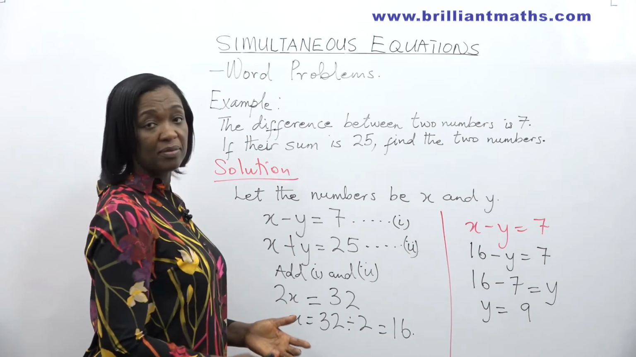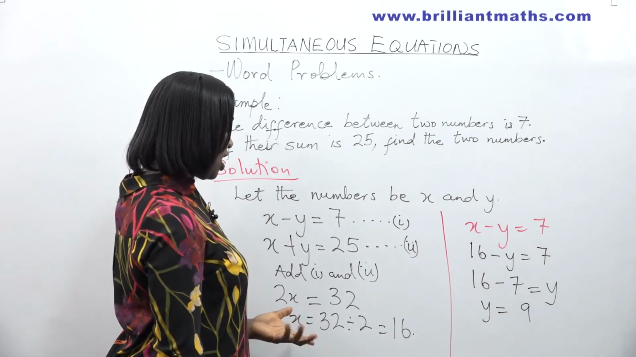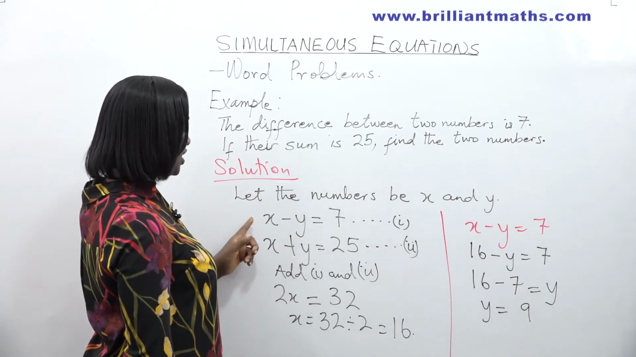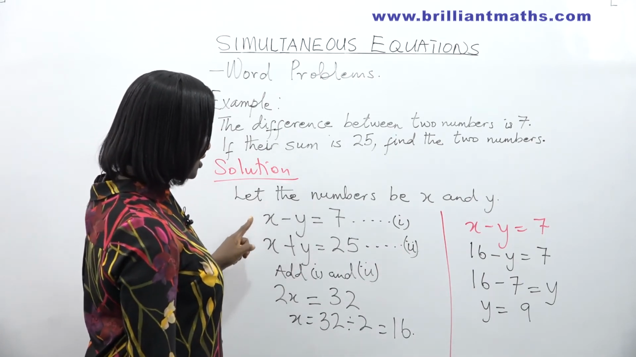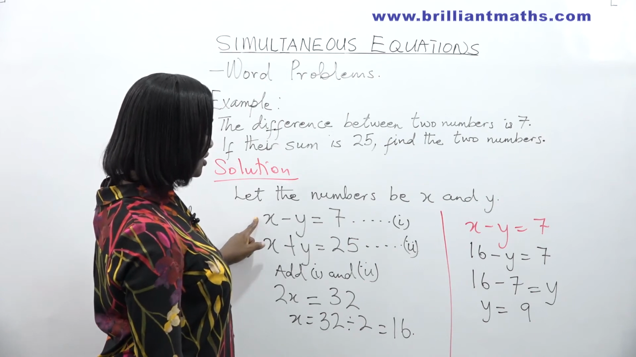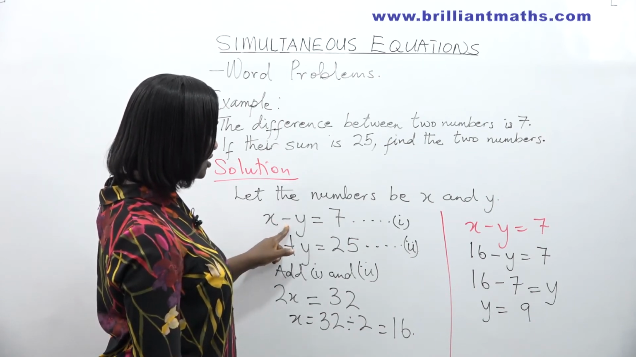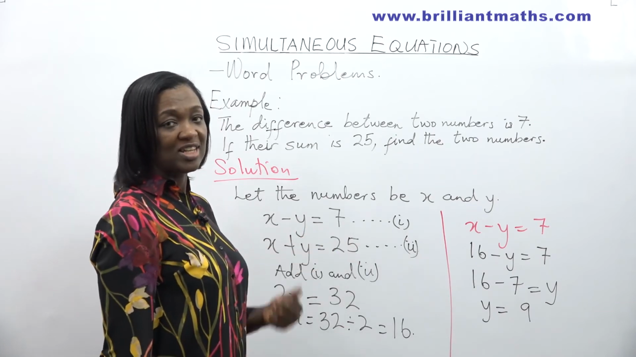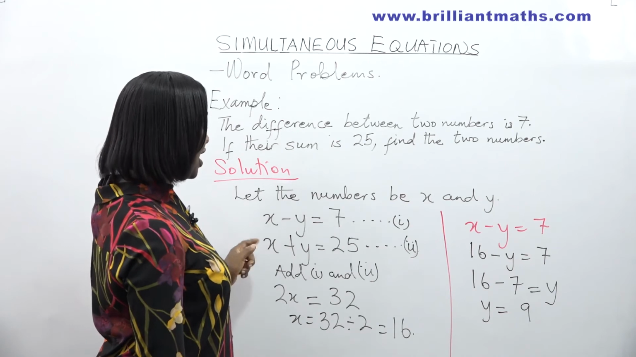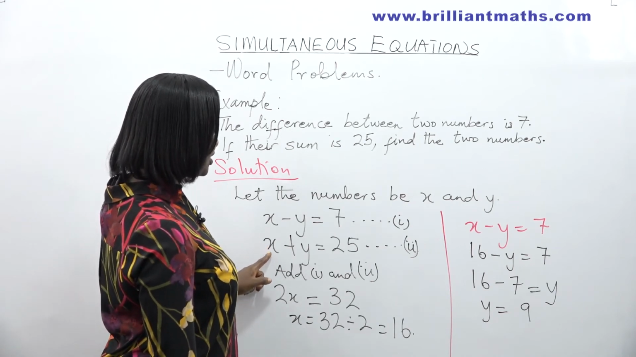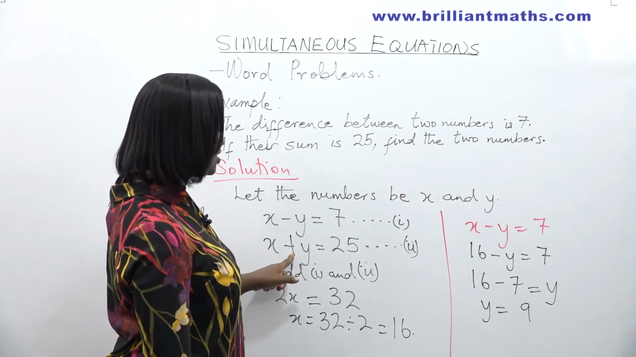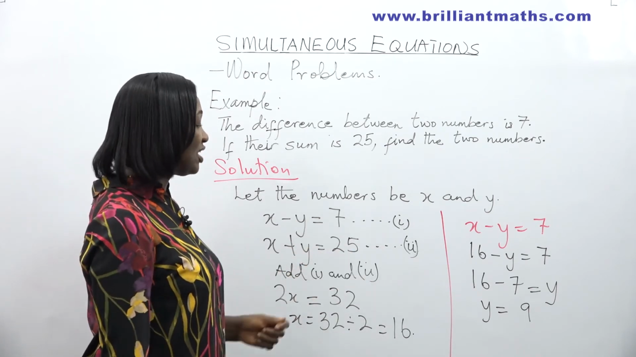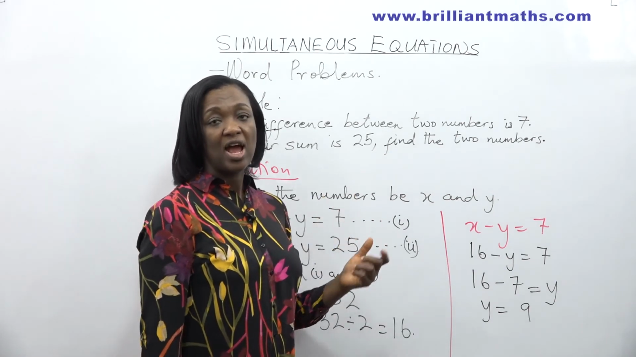We can now check to see if our answers are correct. x is 16 and y is 9. We'll start with equation 1. x is 16. 16 minus 9 is equal to 7. So that satisfies equation 1. And equation 2, 16 plus 9 is equal to 25. So those values satisfy both equation 1 and 2.